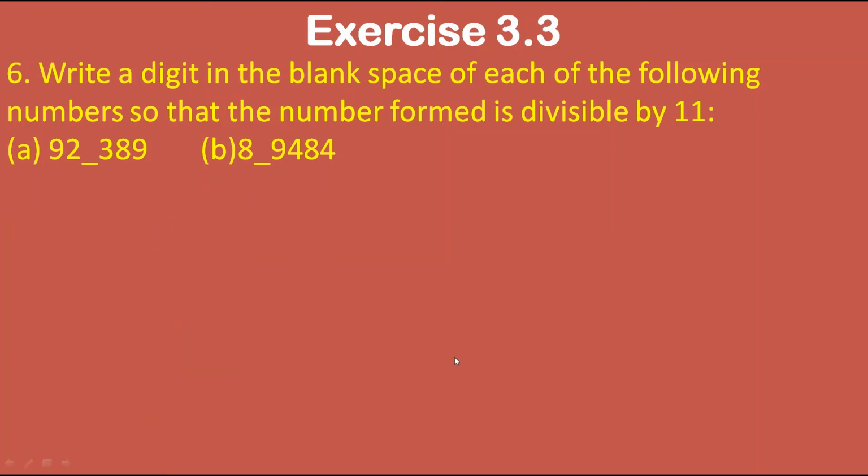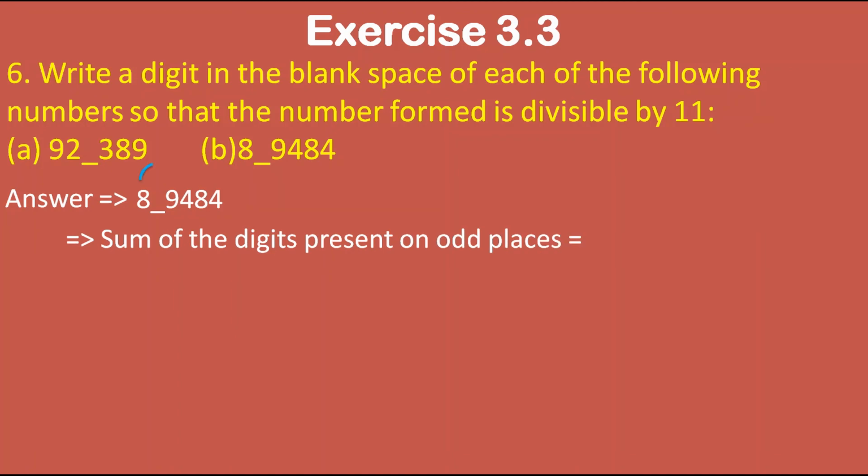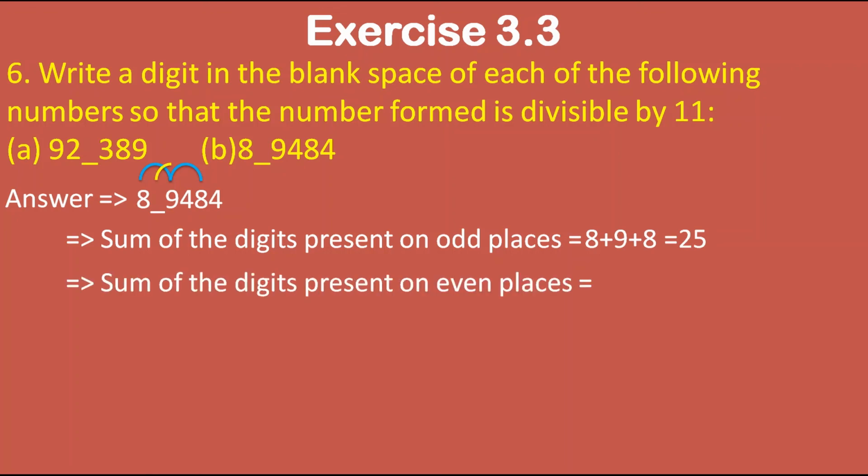Next number, that is 8-9484. Okay, as per the rule, let's find the sum of the digits present at odd places, and that is 8, 9, 8, giving the answer as 25. Now find the sum of the digits present at even places, that is dash plus 4 plus 4. It gives the answer as dash plus 8. Now we have to find the difference. As I told before, we find the difference only with the numbers we have. Okay, the difference is 25 minus 8, which gives 17.